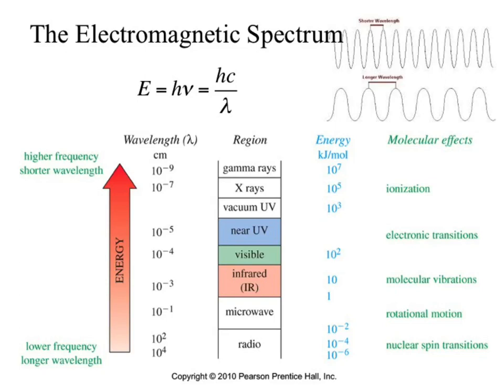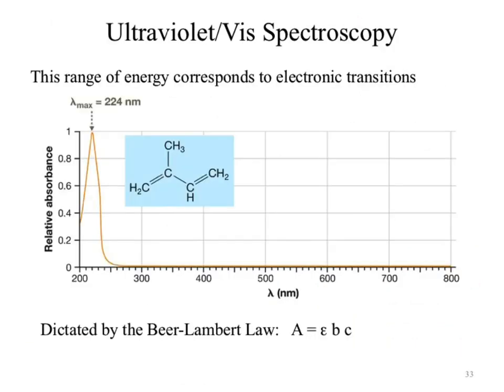Those are electronic transitions. IR is your molecular vibrations. Microwave and radio get into rotational motion or nuclear spin transitions. Not enough energy to cause things to really move, just cause them to spin a little bit or wiggle. Each form of spectroscopy takes advantage of one of those sections. So ultraviolet and visible light, we're looking at electronic transitions.